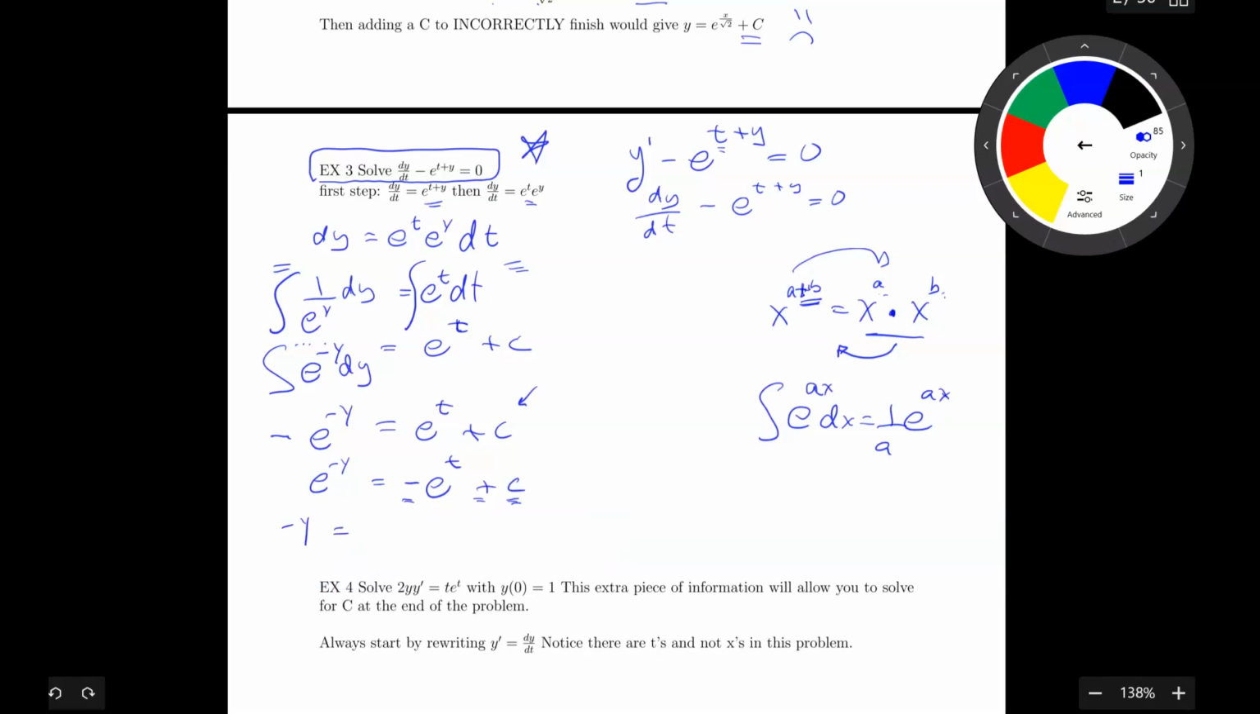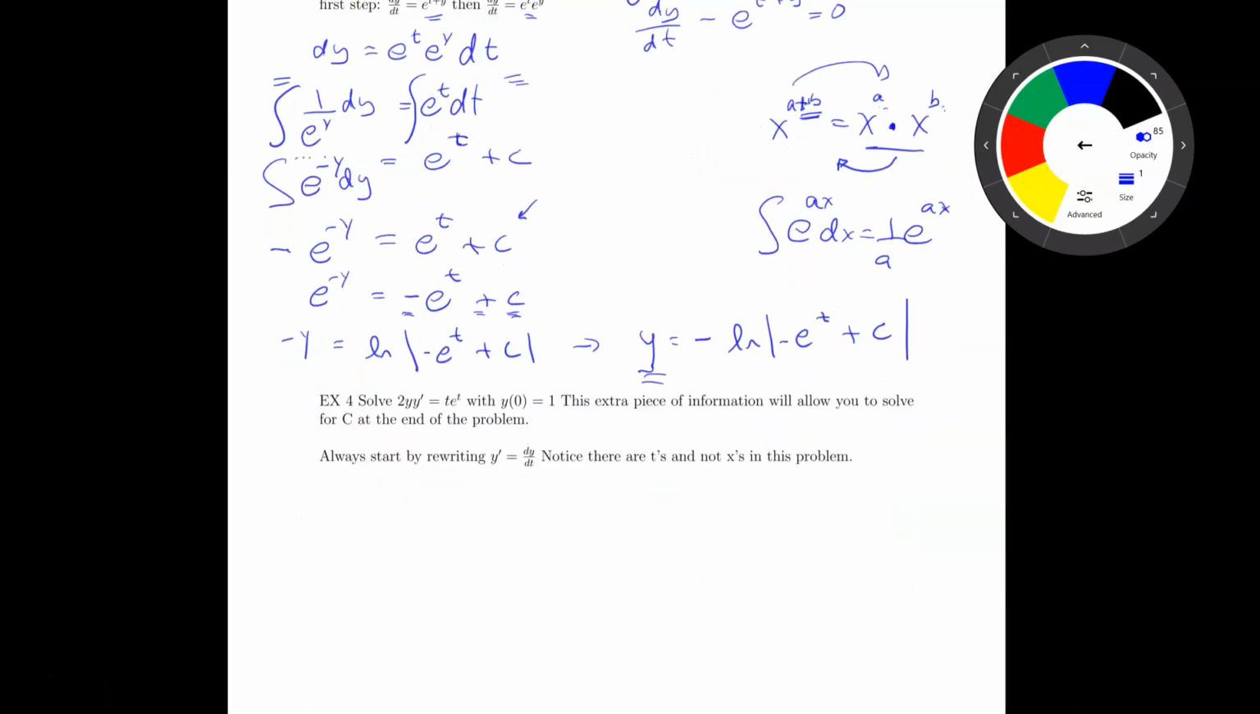So I get negative y is ln of the right side, and then I'm going to take the negative. So y equals negative ln. And there it is. This is the function that, when you take the derivative of it, solves this differential equation. Okay, so here we are. Now we're going to have information. We call this an initial condition, where we'll be able to find what the c is at the end of the problem.